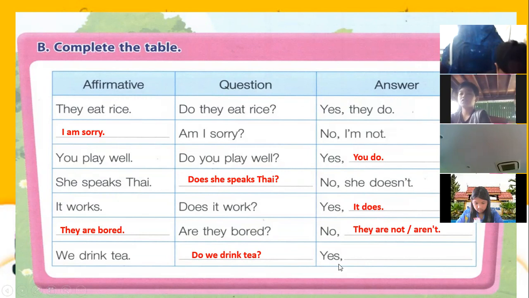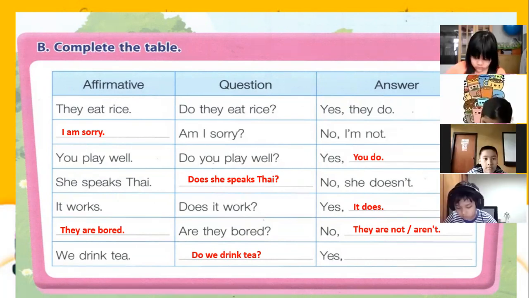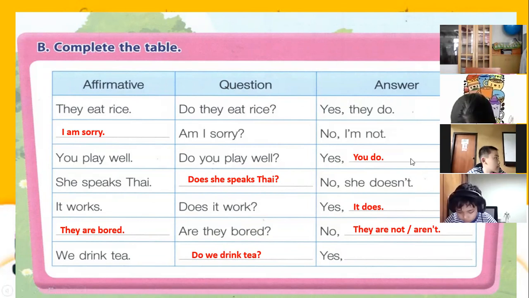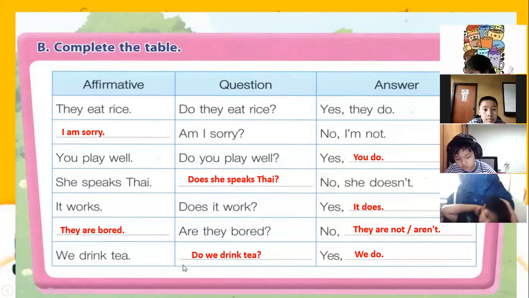Okay, now how about the answer? What will be the answer? Yes, we do. Yes, very good. So here you can see in the question, do will come before the subject, and in the answer, we would say, yes, we do.